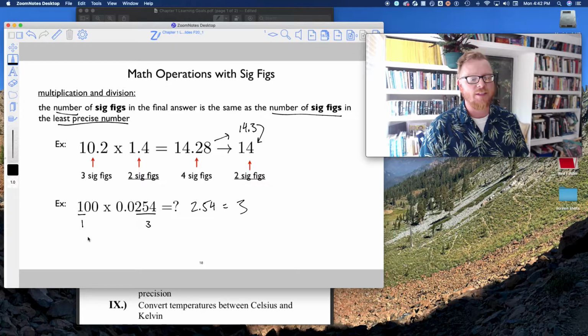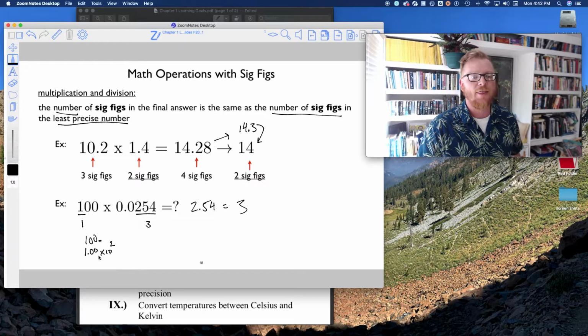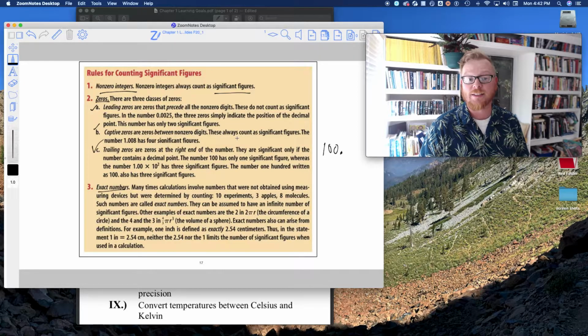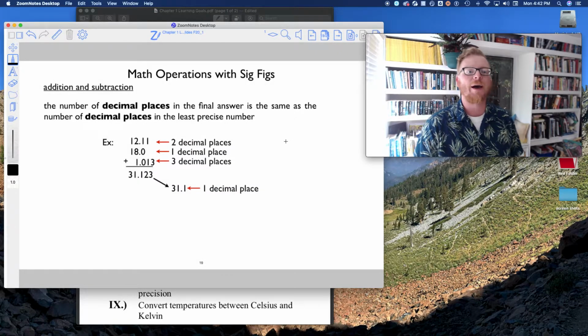But now what if we wrote this as 100 with a decimal point, or another way to write this would be 1.00 times 10 to the 2. Both of those would be the same way of writing 100, but with 3 significant digits. Then we'd have 3 and 3, so our answer would be 2.54, okay? So it helps to understand how to count what is significant from these rules and then use these math operations from there.